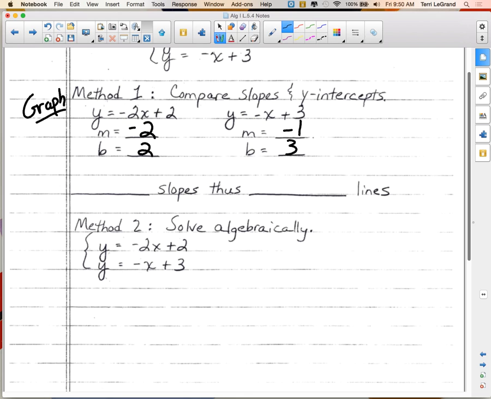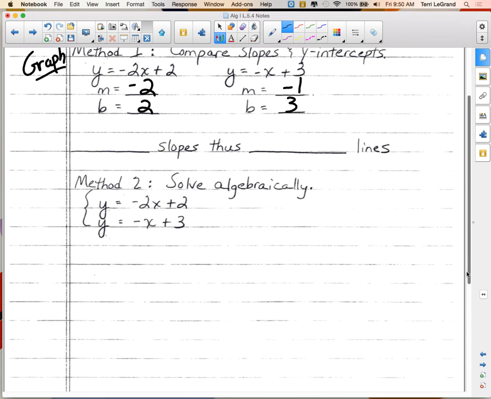And then you're going to say, well now, what can I say about their slopes? Same, different? They're different. Negative 2, negative 1, they have different slopes. Well, if they have different slopes, we can not even care about their y-intercepts right now. If they have different slopes, what kind of lines do we have on the graph? Intersecting.